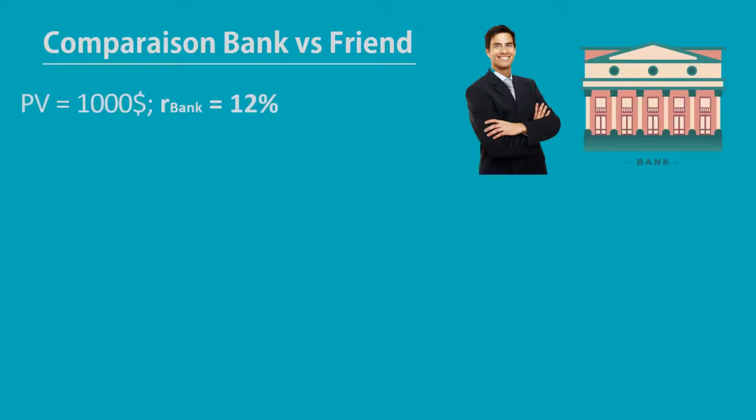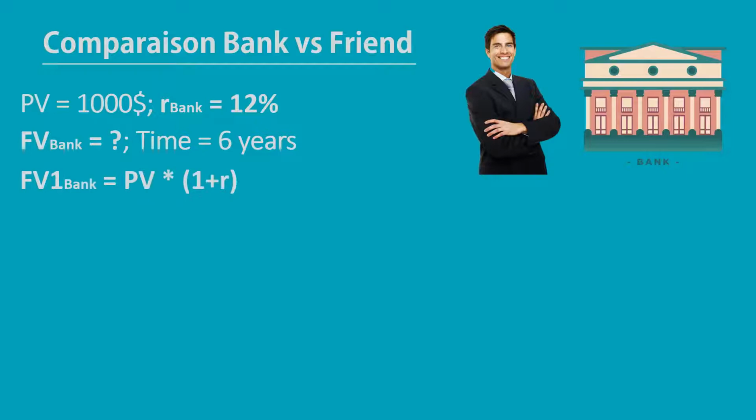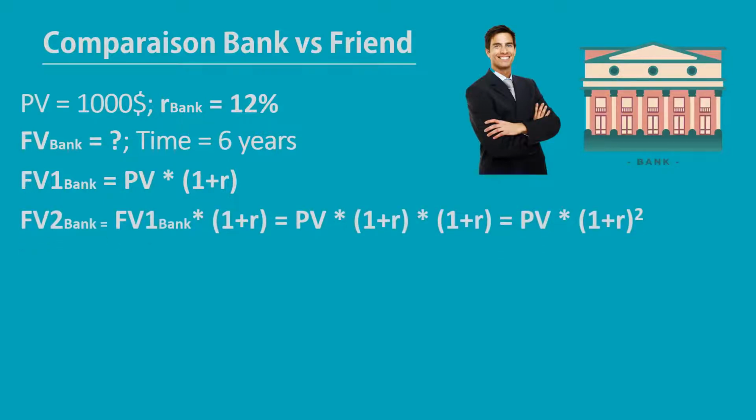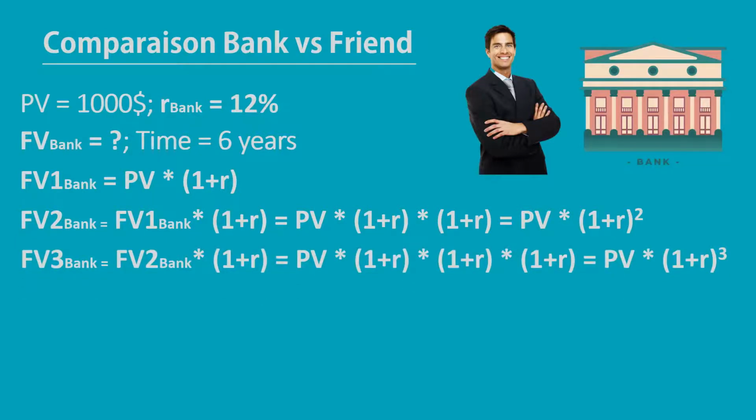Future value after the first year would be present value times 1 plus rate of return. Now, the future value after the second year would be future value of the first year times 1 plus rate of return, which is present value times 1 plus R times 1 plus R, so present value times (1 plus R) squared. The future value after the third year would be the future value of the second year times 1 plus R, which is future value of the first year times 1 plus R times 1 plus R times 1 plus R, which is present value times (1 plus R) to the power of 3.